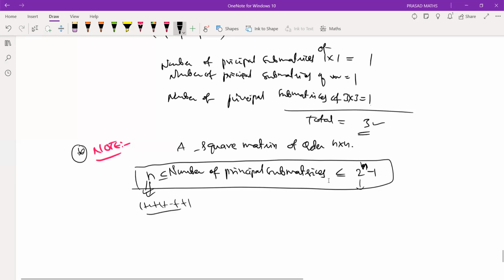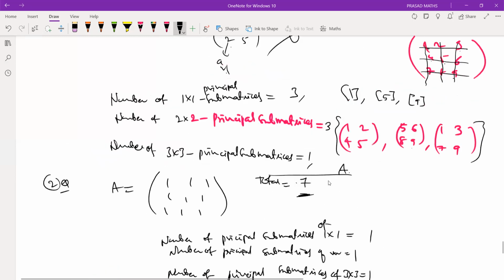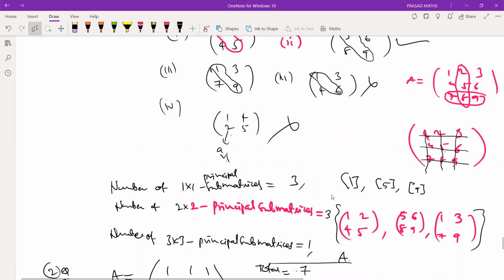Look at this, look at the distinct case. The number of 1 cross 1 submatrices is nothing but what? You need to select one among how many diagonal elements? 3 diagonal elements. You need to select 1. So therefore this is nothing but 3C1, that is 3. Understand?